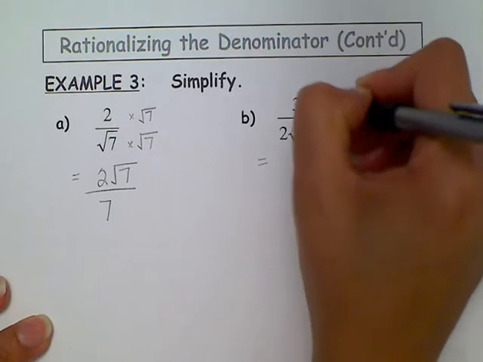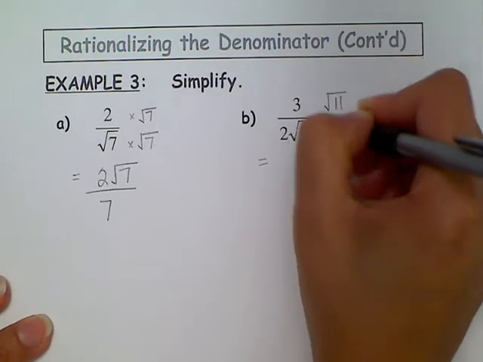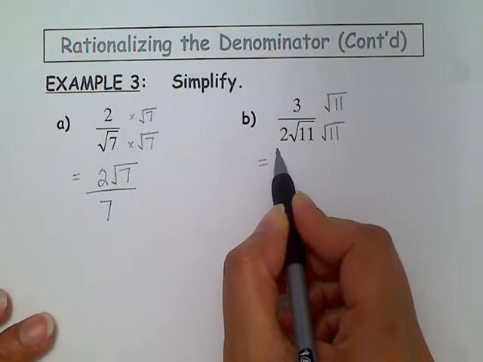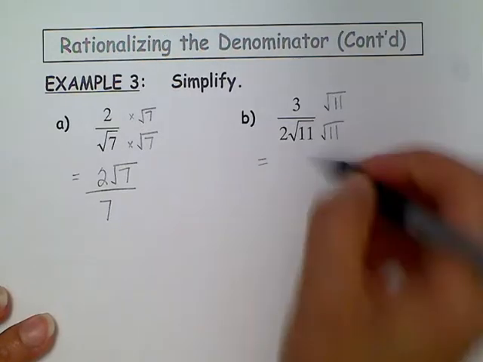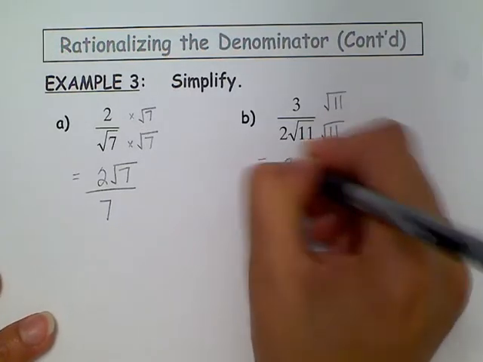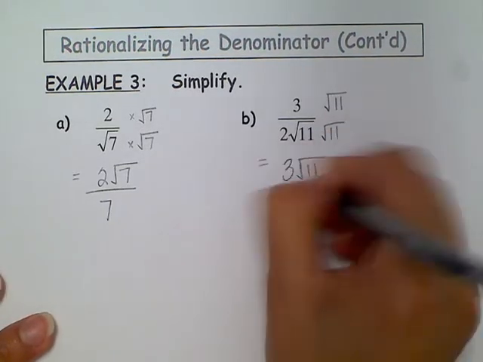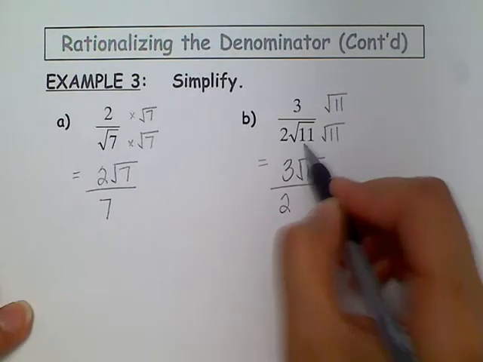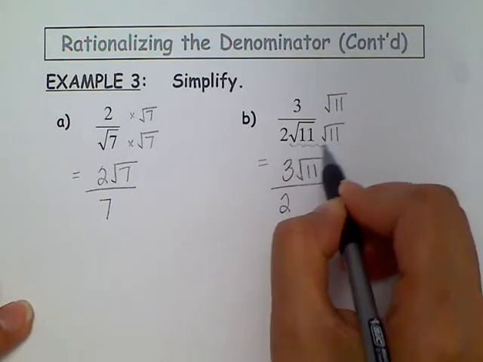Okay, let's look at the last example. I want to try to eliminate the square root of 11. I don't need to eliminate the 2 here because the 2 is fine. I'm okay with having a number in the denominator as long as it's not a radical. So what I end up with is 3 times the square root of 11 divided by 2 times the square root of 11 times the square root of 11.